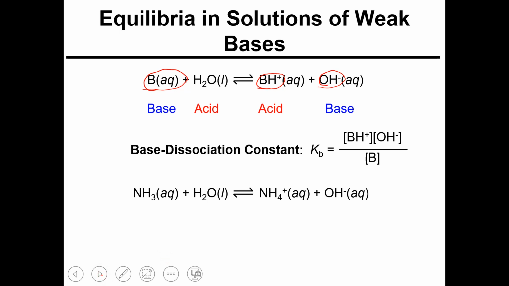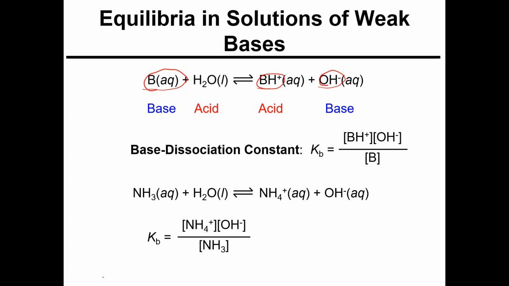For example, if we take something like ammonia, which is a weak base, that forms the ammonium ion, which is the conjugate acid of ammonia, and the hydroxide ion. So we can write a Kb expression, which is the concentration of our ammonium ion times the concentration of the hydroxide ion over the concentration of ammonia.